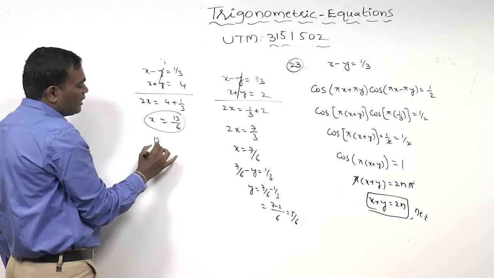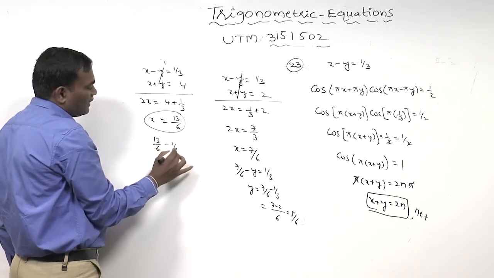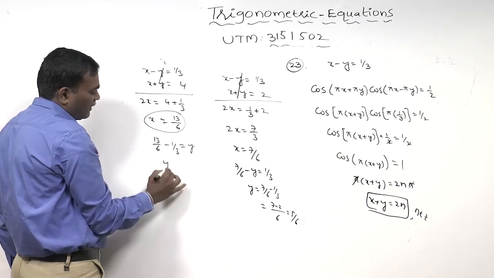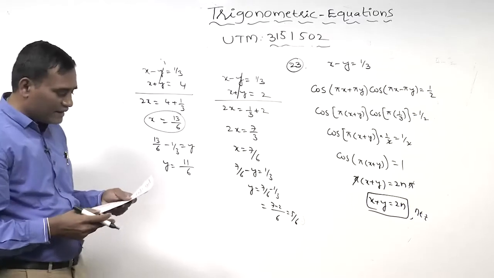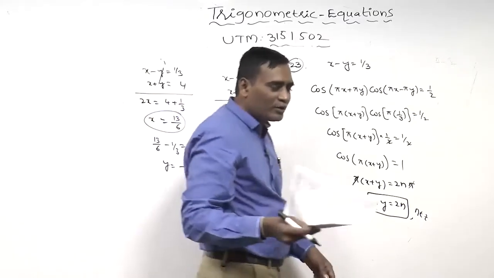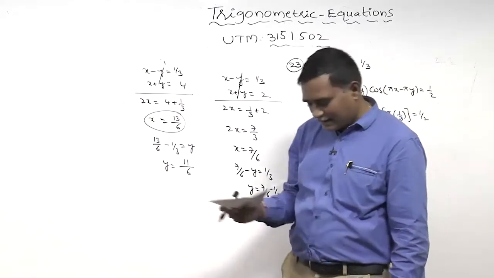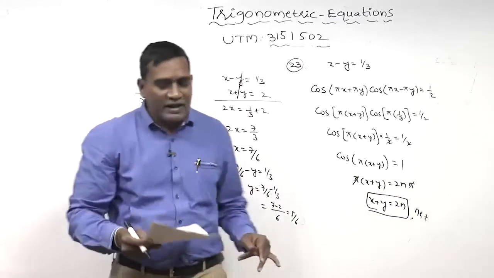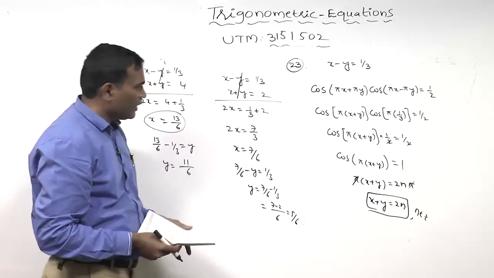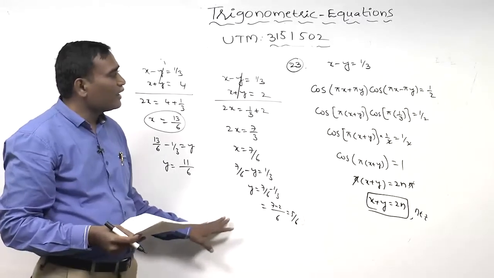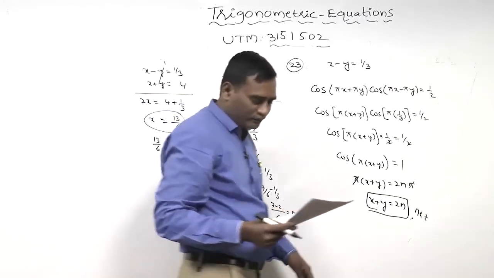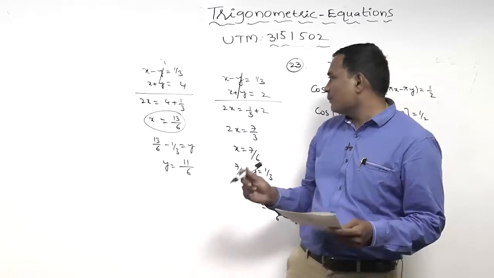Substitute x is equal to 13/6: 13/6 minus 1/3 is equal to y. Here y is equal to, LCM 6, 11/6. So (13/6, 11/6) is there in the third option. That's why the answer is C. Always find the x and y values. Okay, don't get confused. This type of problem is very important in competitive exams. For confusion, they will give such options.